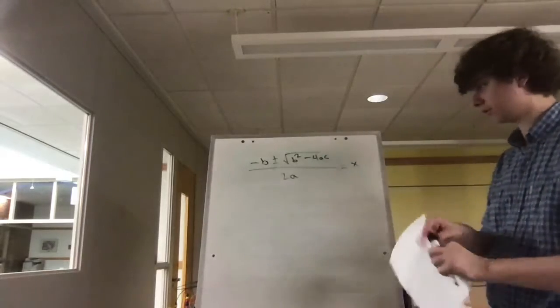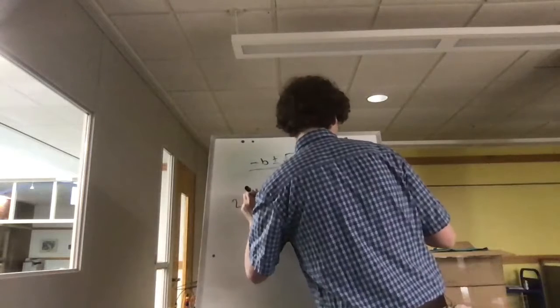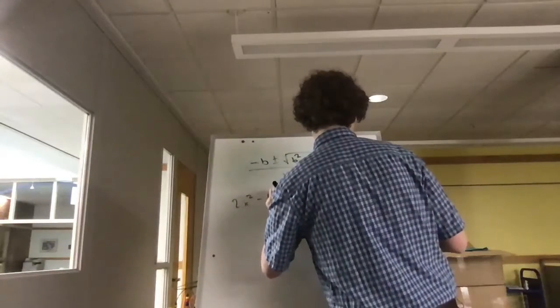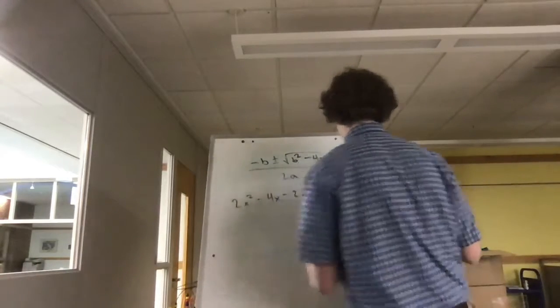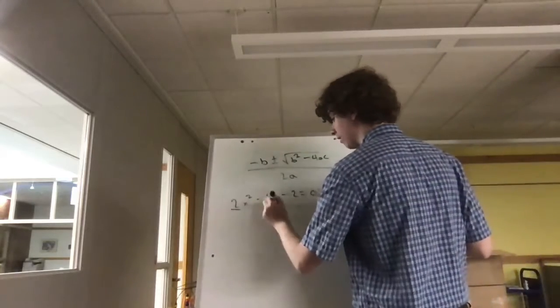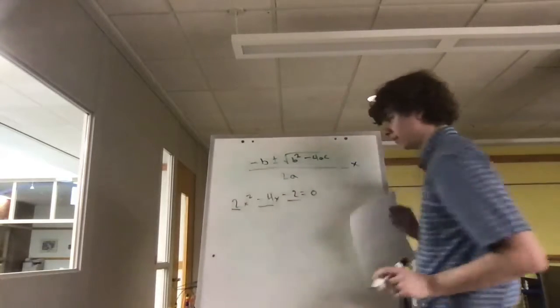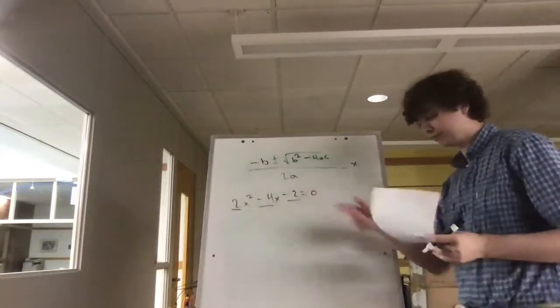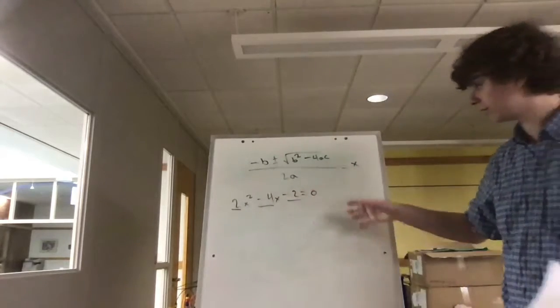We'll do 2x squared minus 4x minus 2 equals 0. Now, what are our a, b, and c terms? Well, a, b, and c. 2, negative 4, and negative 2. Now, let's put them into the formula.